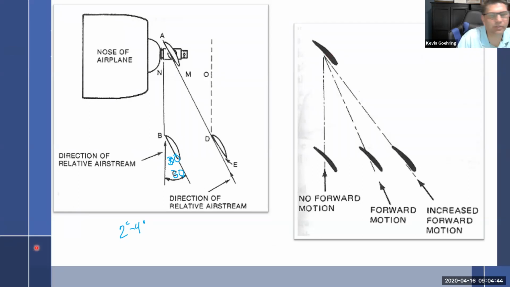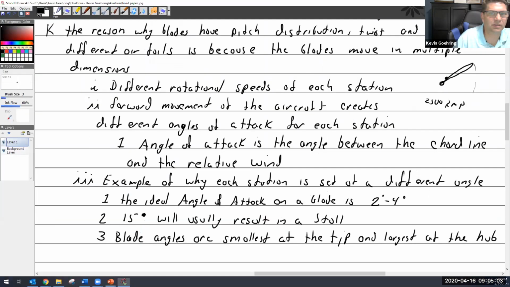Hopefully you understood that. And what is the takeaway of this? Well, the takeaway is, number one, props are only efficient in a fixed pitch in a very narrow range of operation. Maybe I could write some stuff here as I think about it.